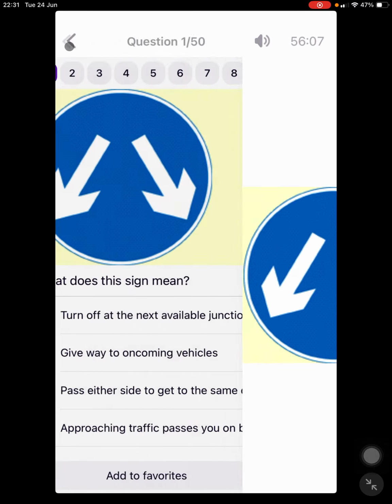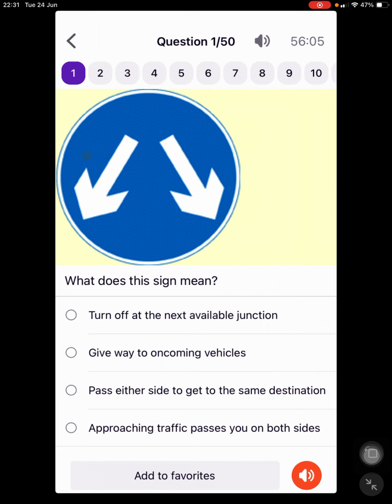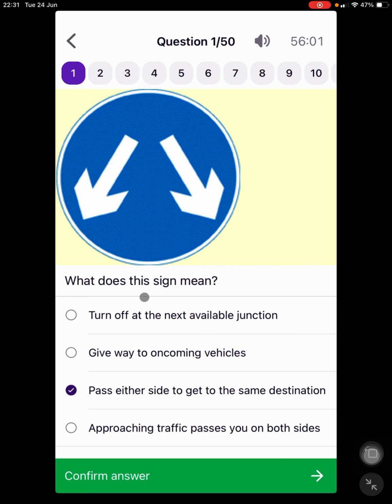Pass either side to get to the same destination. So you can take any lane and you will end up in the same place. Long, did you get that? You see, that's a wrong answer. So number 3 is the right answer.